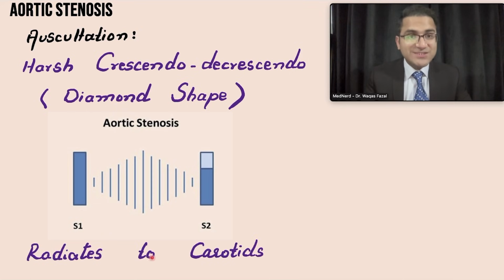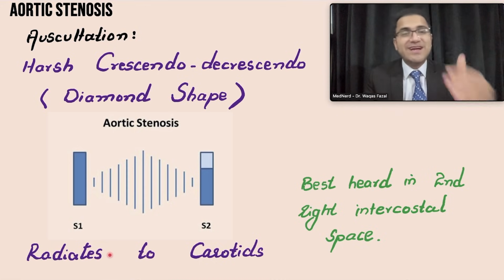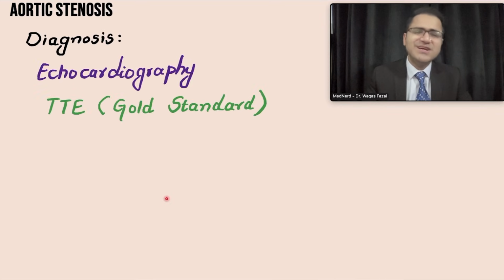The murmur radiates to the carotids and is best heard in the second right intercostal space. Now remember, this is a very important point that can help you in the diagnosis, that this murmur radiates towards the carotids. Now, in the diagnosis of aortic stenosis, the first, foremost, and most important investigation, like all other valvular diseases, is echocardiography.